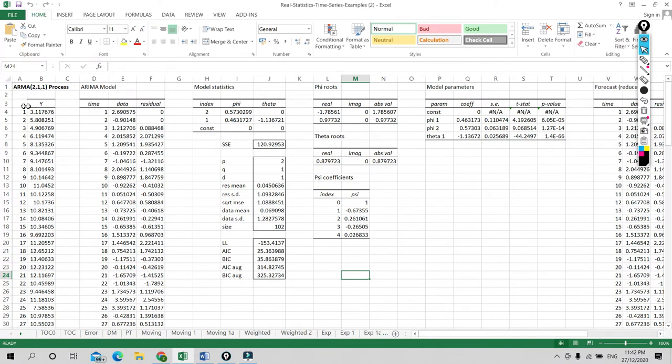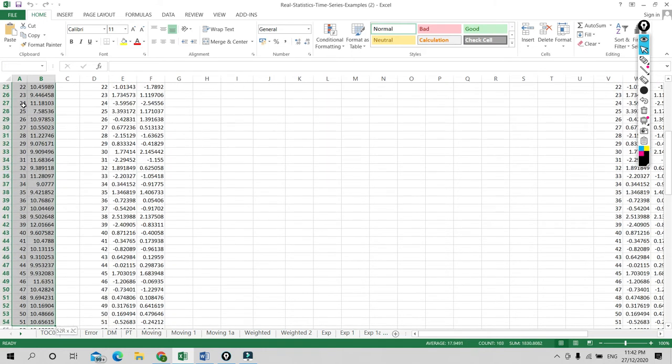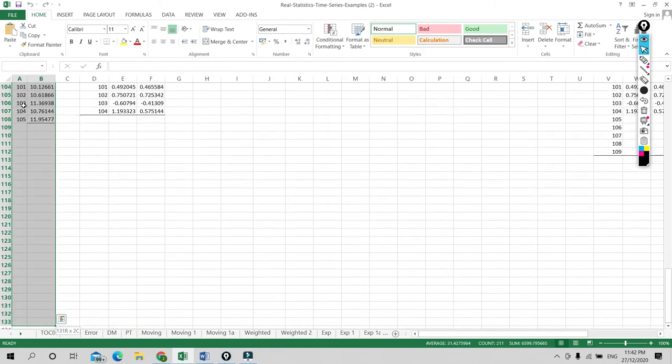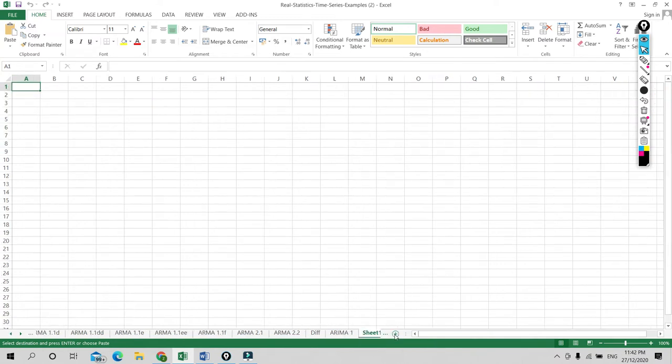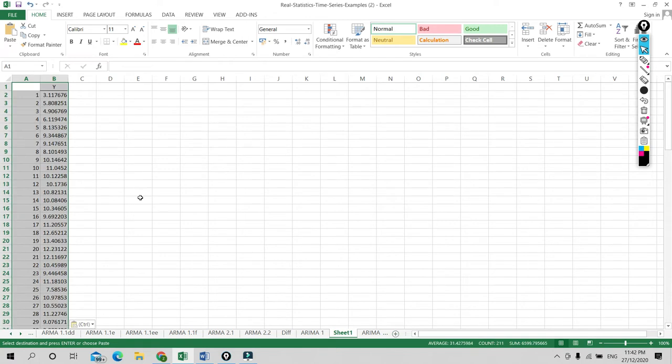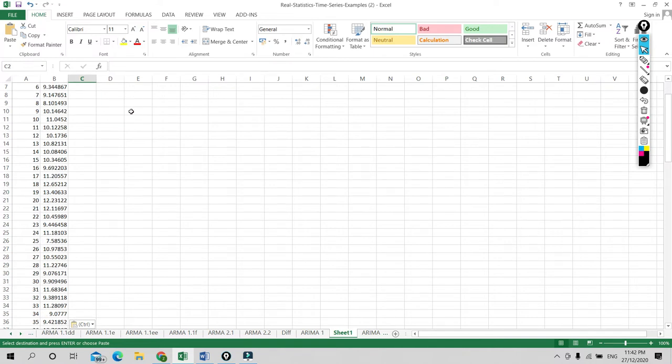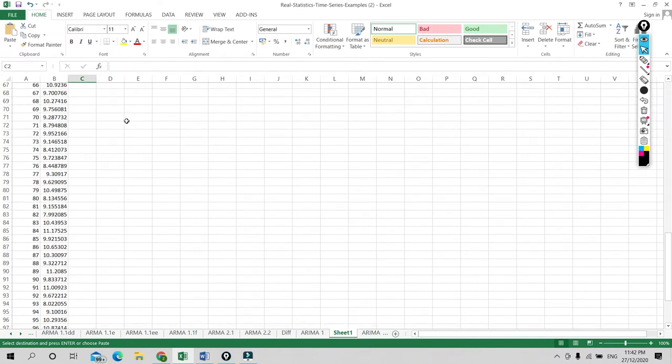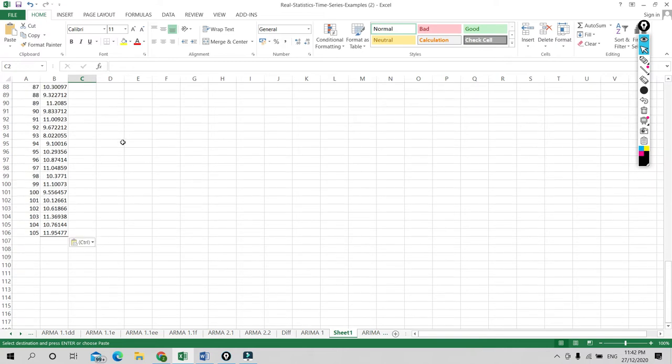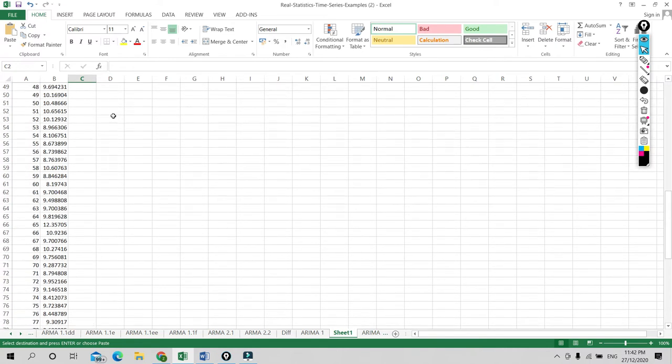So this is my data. I just copy this data, and add a new worksheet here, and put it here. Now I have the data here. Let's say this is the data for the price of a certain stock, Y stock, the price for up to 105 days.